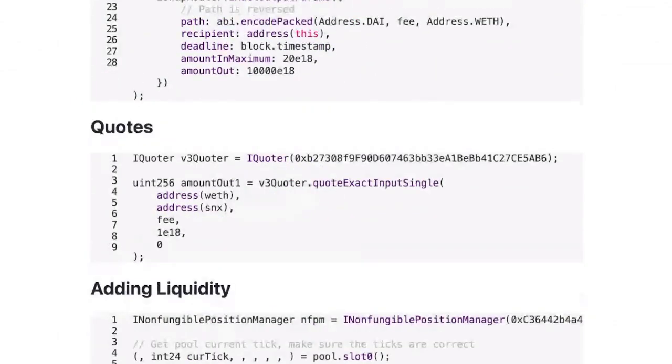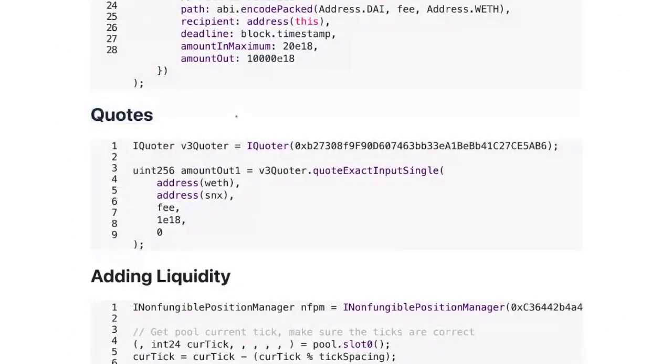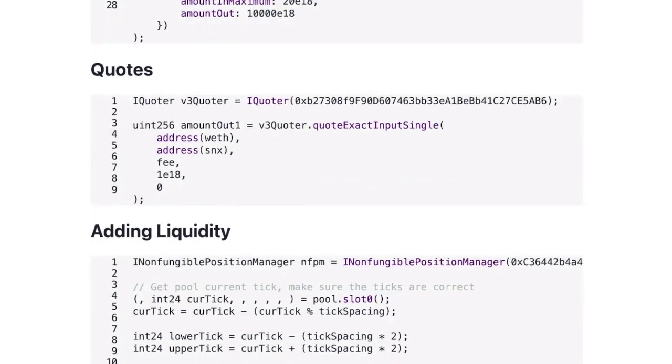Cool. And then quotes. Okay, so this is just to get the price quote. Yeah, it's a spot price. They have something else called TWAP, which is time-weighted average price, which I think is better than just getting a spot price. And you can specify the duration you want to get a time-weighted average over. It depends, I suppose, on what you're trying to do.